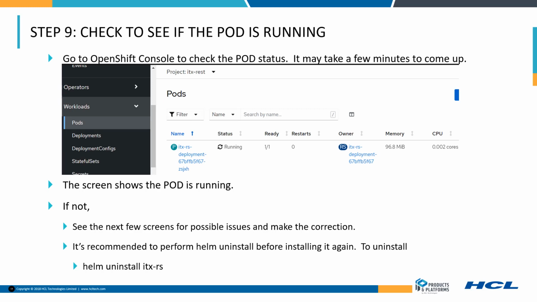To make sure that the pod is up and running, go to the OpenShift console. Make sure you're pointing to your project. Click Workloads and then Pods. It should have a status of Running. If not, you can zoom into the deployment and check on Events and then YAML. You will see some error messages pertaining to the failure. The next few slides will show you some common errors and how to correct them.